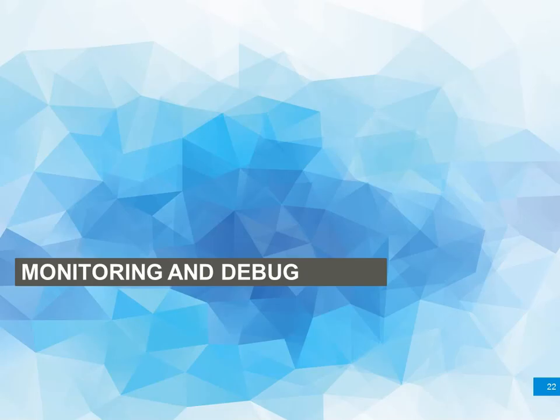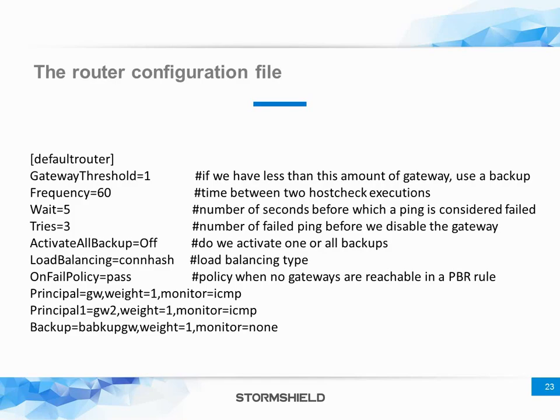Let's see now how we can monitor our routing policy and get more information if it's not performing as we want it to. First, this is an example of a router object in a configuration file. Let's quickly review the different fields it contains.